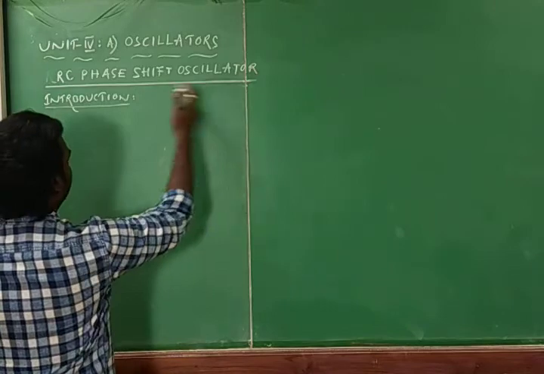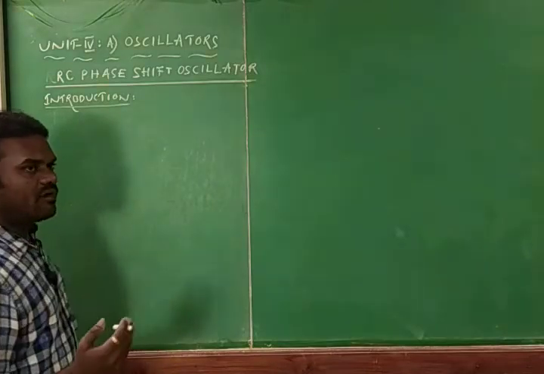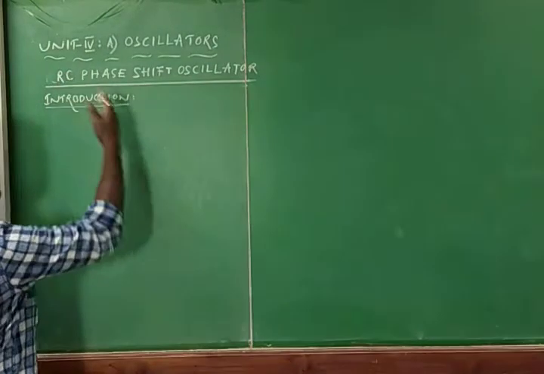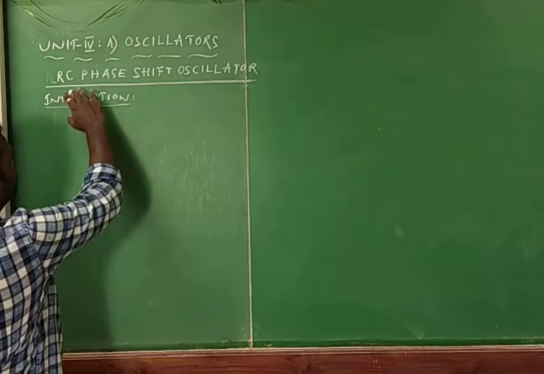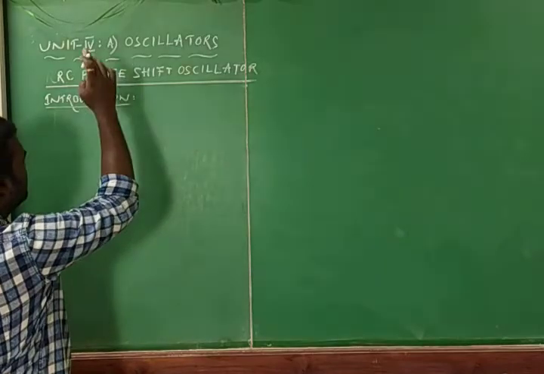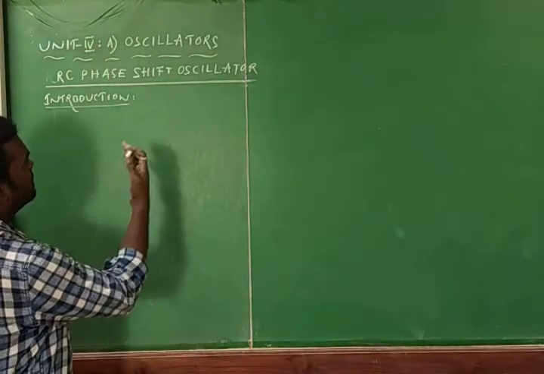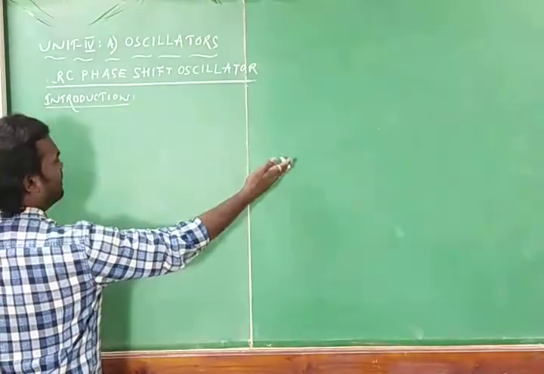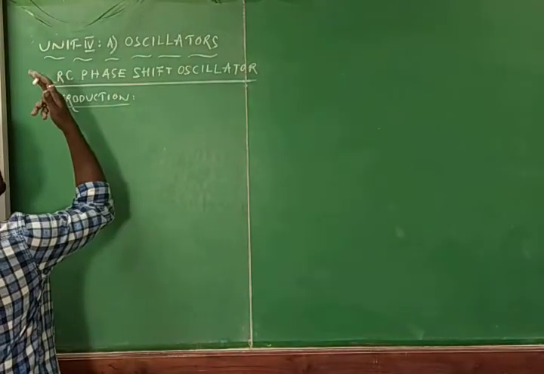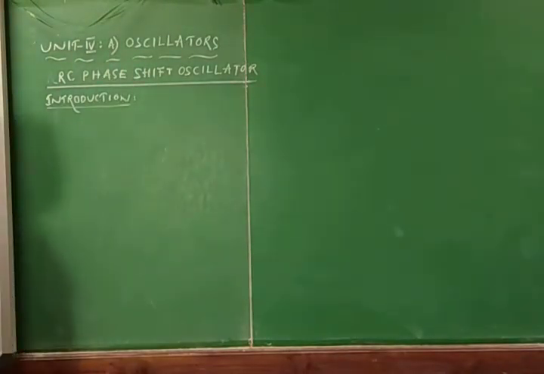It is one type of oscillator, the RC phase shift oscillator, and this oscillator is employed with positive feedback, and that positive feedback is designed with the R and C components. That feedback network is going to provide the phase shift of the feedback signal, so it is named the RC phase shift oscillator. This is the introduction about the RC phase shift oscillator.